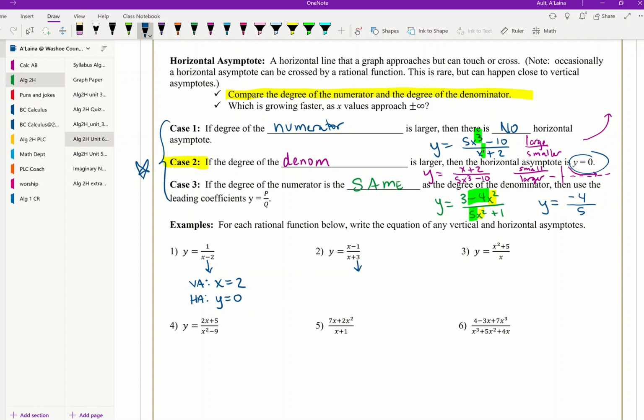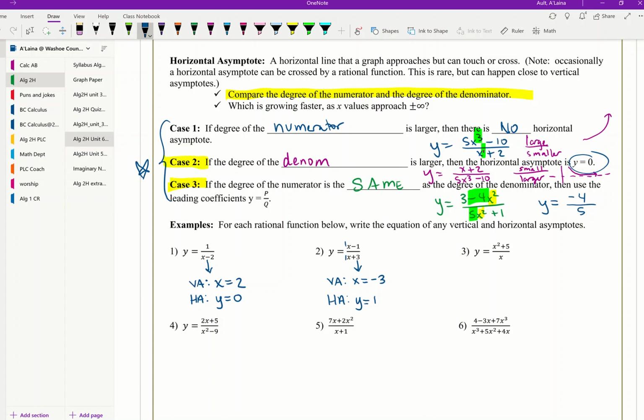Let's try number 2. The denominator will give me the vertical asymptote as long as that same factor is not repeated on the numerator. Please note it's x equals, because it's a vertical line, and it's the root of that factor. So notice the sign change. Now for my horizontal asymptote, both have the same degree of power of 1. So now I'm looking at case 3. My horizontal asymptote would be y equals the leading coefficients as a fraction, 1 over 1, which reduces to 1.